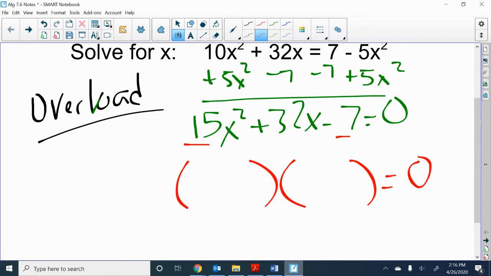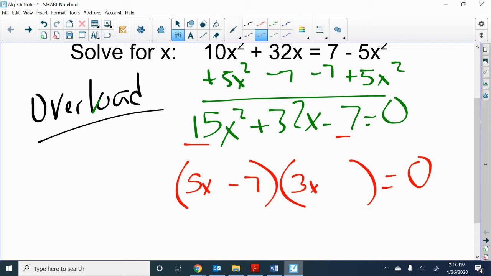So the first thing I'll do is look for a GCF, and 7 is prime, and 32 is made up of nothing but 2's. 15 is made up of a 3 and a 5. There is nothing in common with any of these terms other than 1. So that's out. The second thing is, if I'm going to guess at how the 15x squared breaks down, I'm going to start with 5x and 3x, because those are closer together than 15x and 1. It very well might be 15x and 1, but I'm going to start my first guess with 5x and 3x. And luckily, 7 can only be broken down one way, a 7 and a 1.